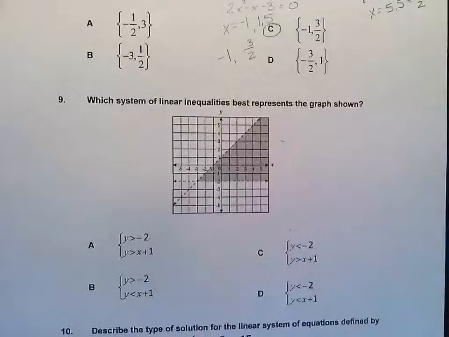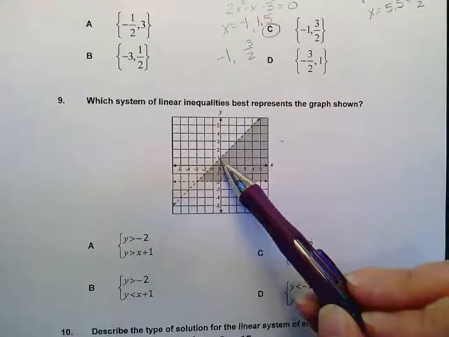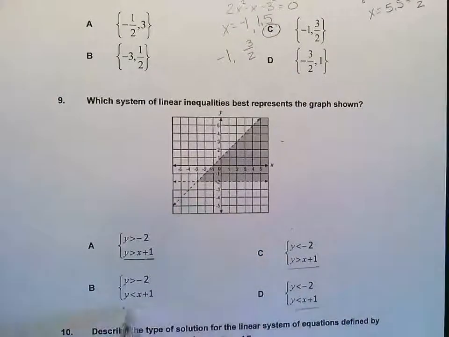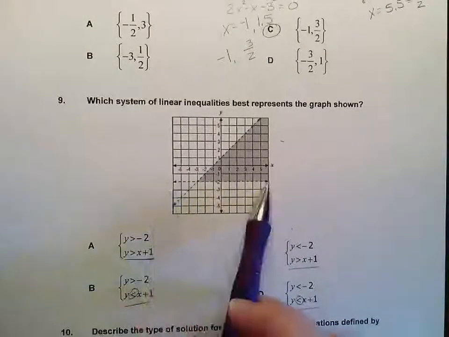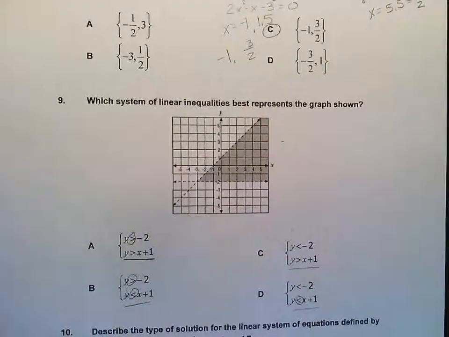Number 9. Which system of linear inequalities best represents the graph shown below? Well, looking at this graph, I could compare the lines. We have the line that's at +1, right? +1 is the bottom graph here, the one that starts at +1, and I am underneath that line. So looking at the bottom graph, I want to be underneath or less than. And then when I look at the horizontal line of -2, I want to be above that. So I want to be above -2. So by looking at that, I can find choice B.